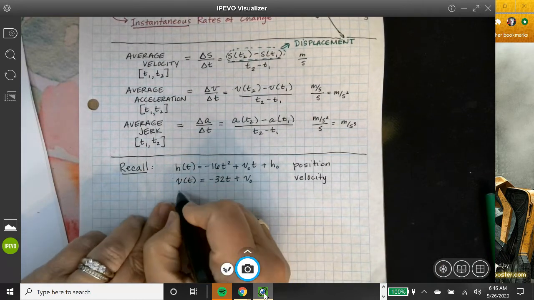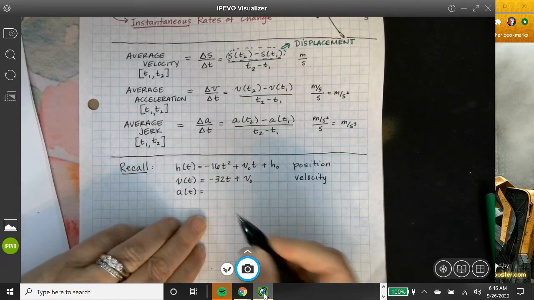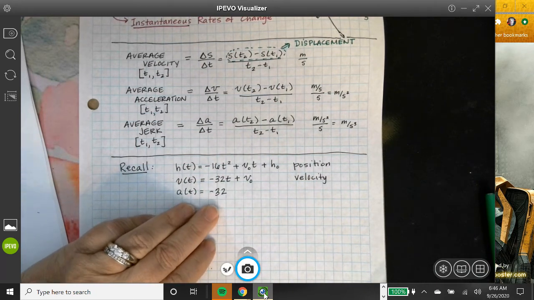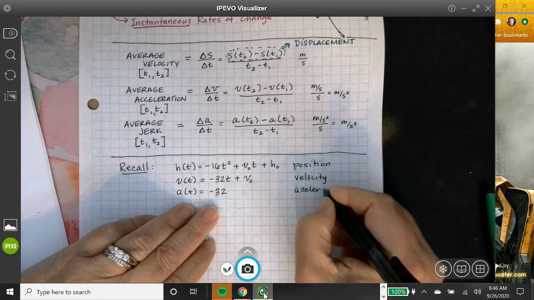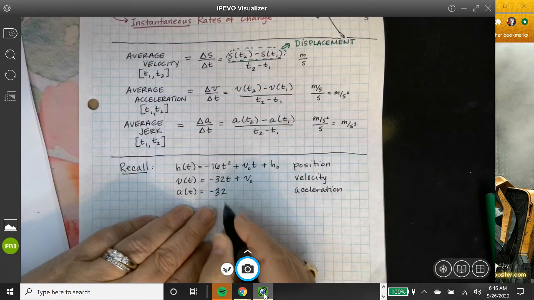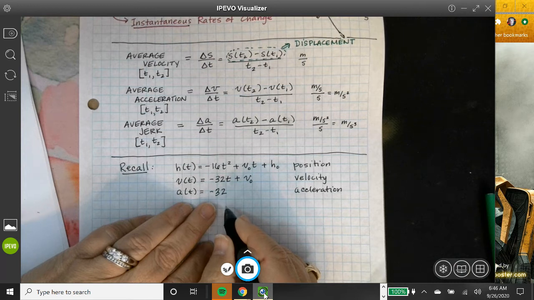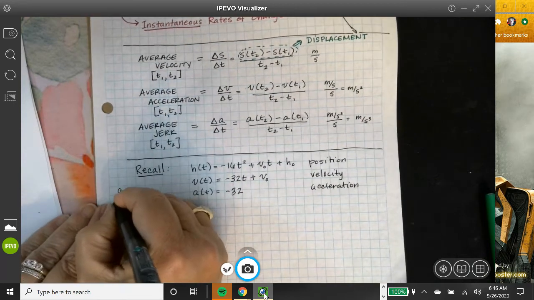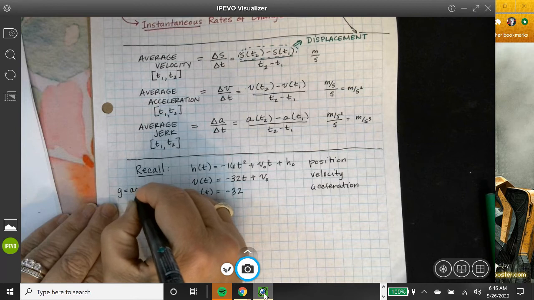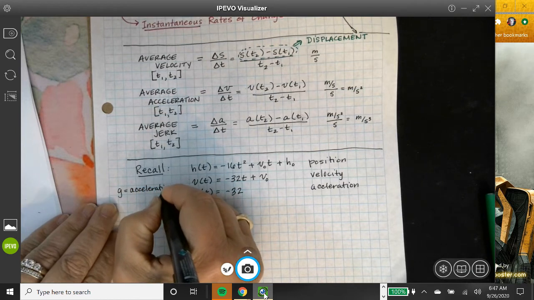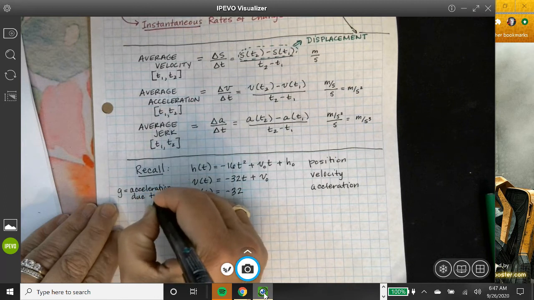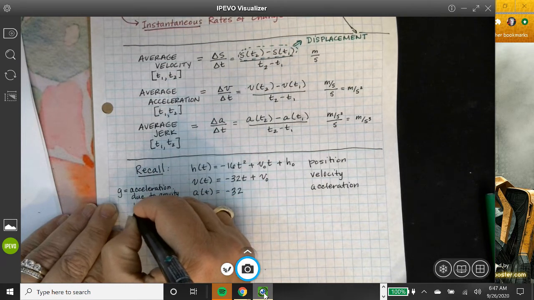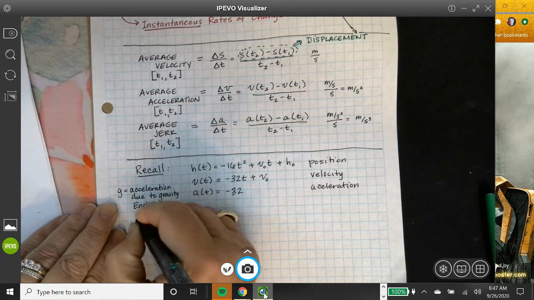Okay, and then I could find the acceleration by taking the derivative one more time, and this would be negative 32, which I hope is a number that's very familiar to you. This is the acceleration. This is the acceleration due to gravity in English units. So g, which is the acceleration due to gravity, English units. And of course, this is on Earth, right?